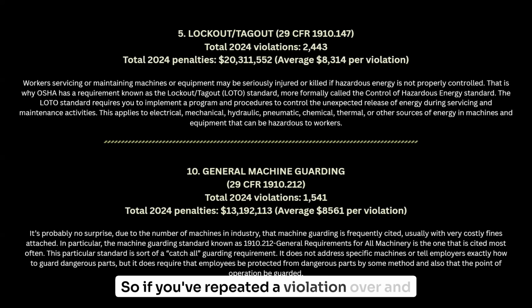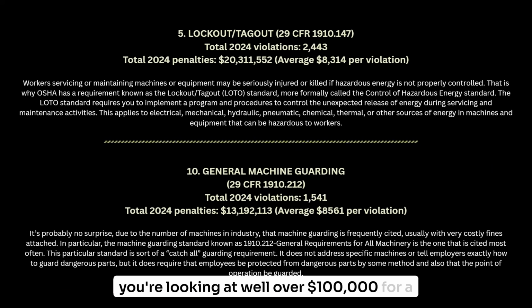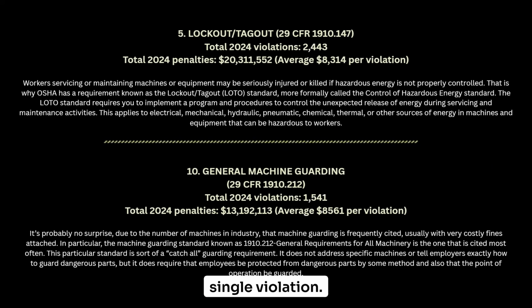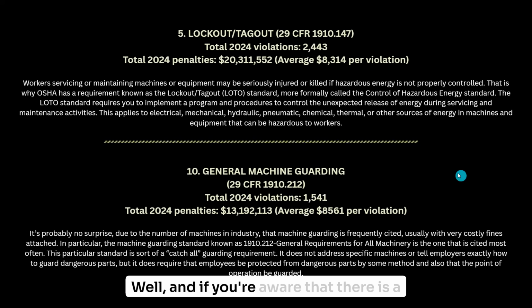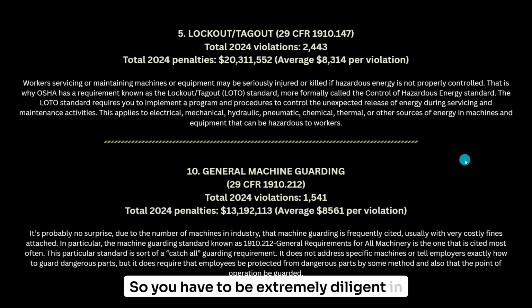So if you've repeated a violation over and over, or not changed it, you're looking at well over $100,000 for a single violation. Well, and if you're aware that there is a problem, if an employee has complained about it, or a customer has tripped over a mat in your facility and that's been an issue, you're aware of it, and then OSHA comes in and finds out that you've been aware of it, that is a serious violation on their part. So you have to be extremely diligent in taking care of those things as they arise.